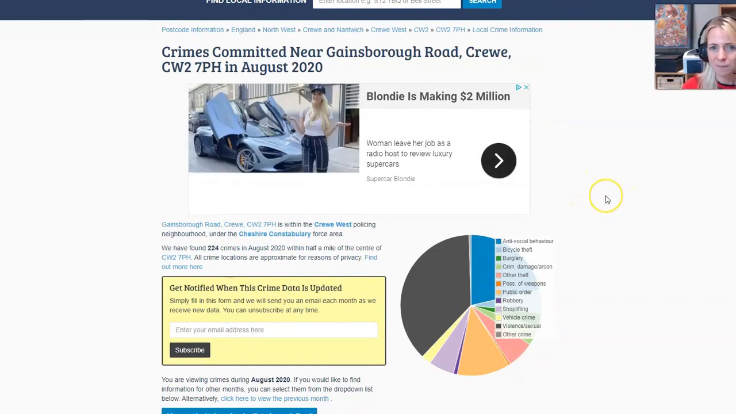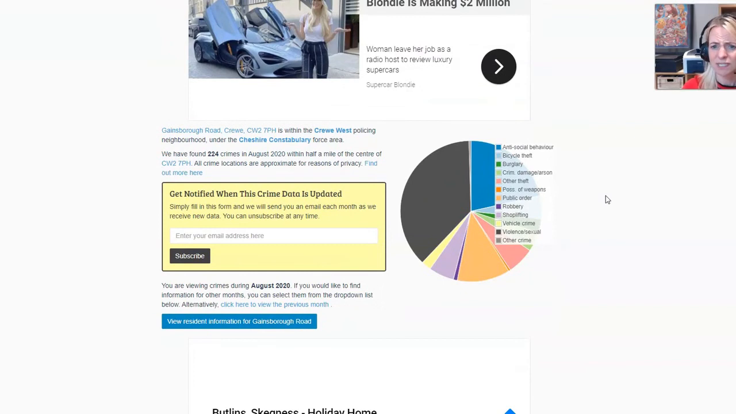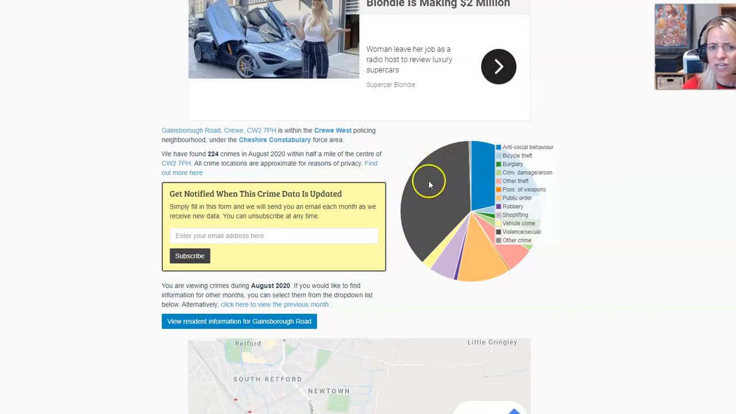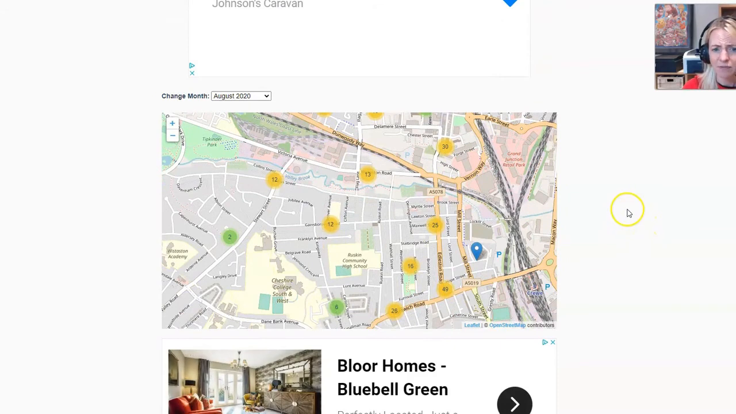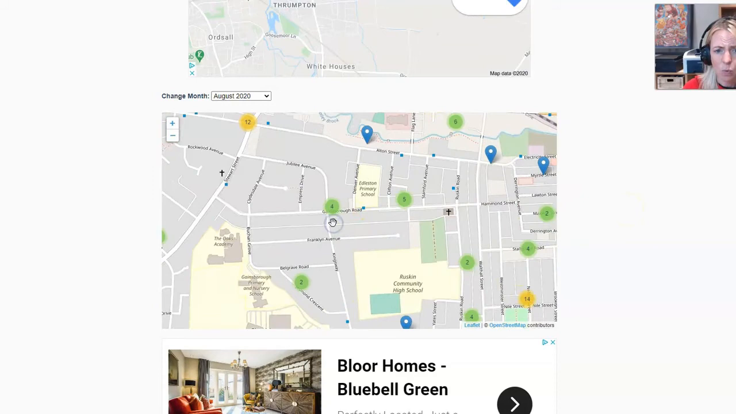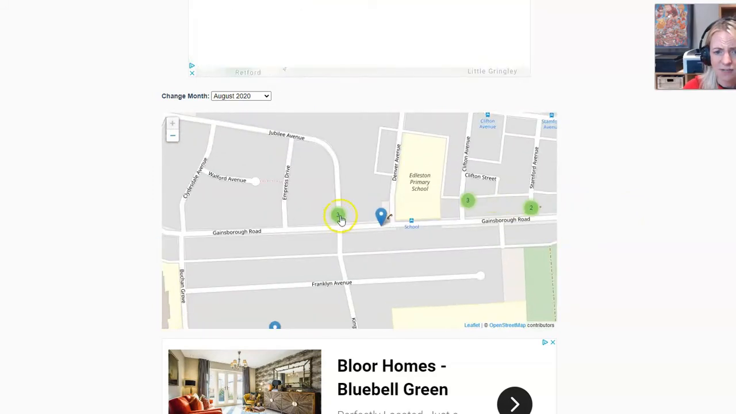So this is bang up to date. Crimes committed near Gainsborough Road in August 2020. And the biggest crime is this grey part of the graph here, which is violence or sexual crime. And in fact, I can even look at the map if I scroll down, and it will tell me exactly what kind of crimes were committed in this area.